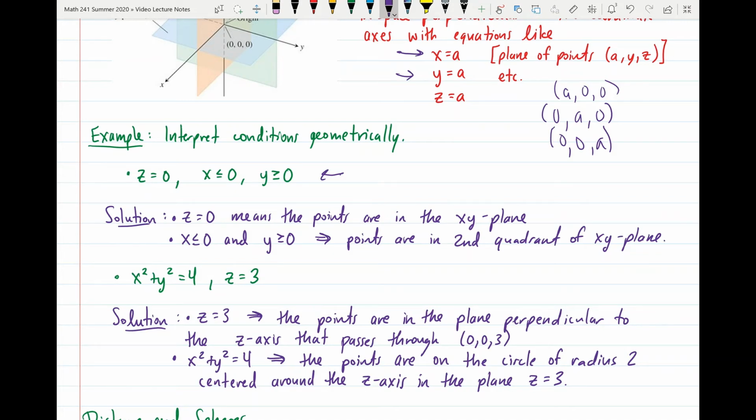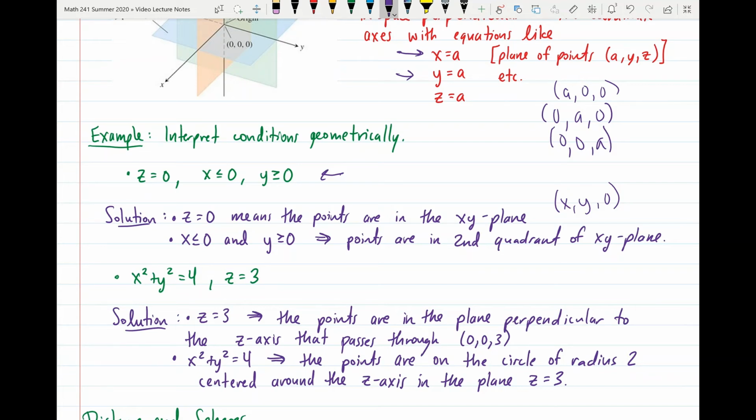So the fact that z has to equal 0 means that all of the points are going to be in the xy plane, because I know right away that the points are going to have the form x, y, 0. And the fact that x is less than or equal to 0 and y is greater than or equal to 0 implies that the points are in the second quadrant of the xy plane.